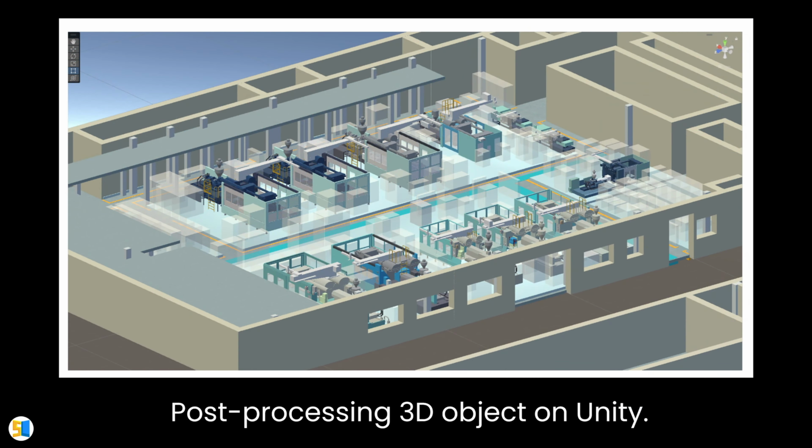The 3D models created from LiDAR scans were integrated into the Unity environment, followed by additional post-processing to optimize the factory layout as shown in the image. This process allowed users to visually interact with a digital space that closely mirrors the real factory environment.